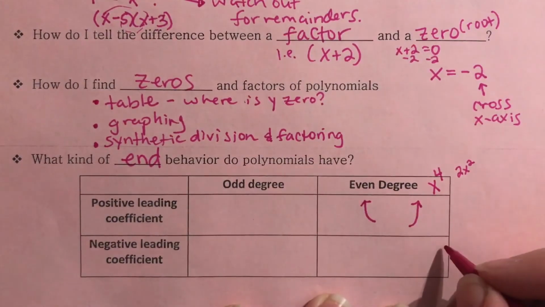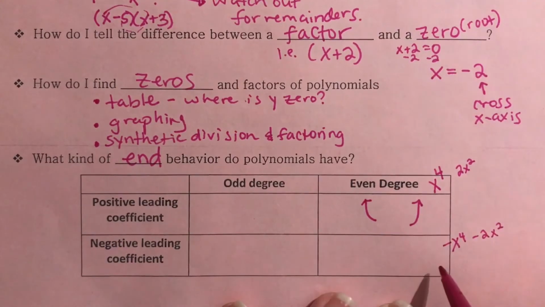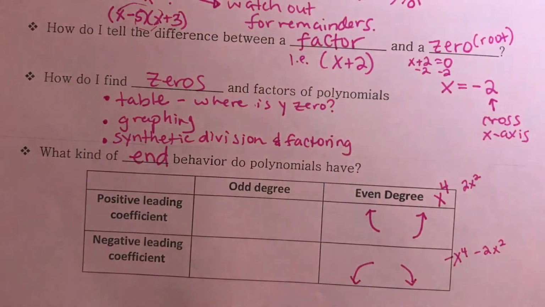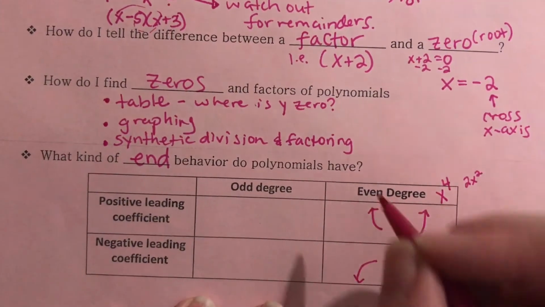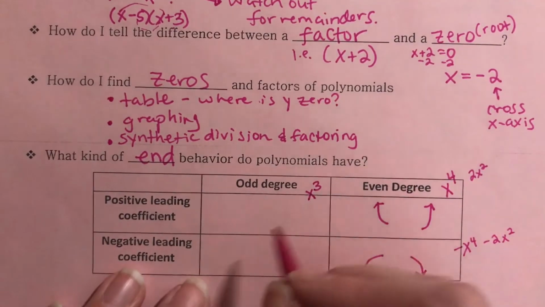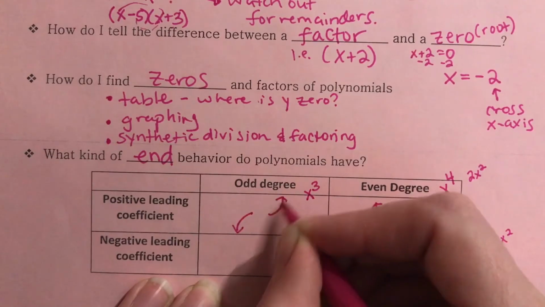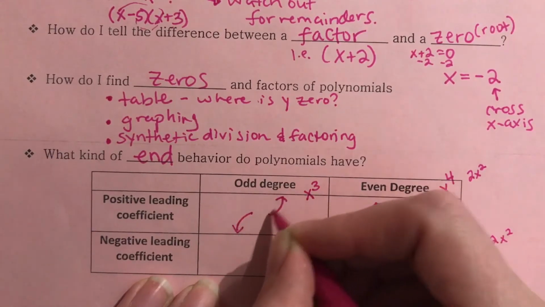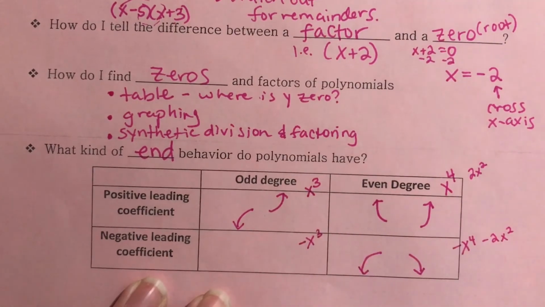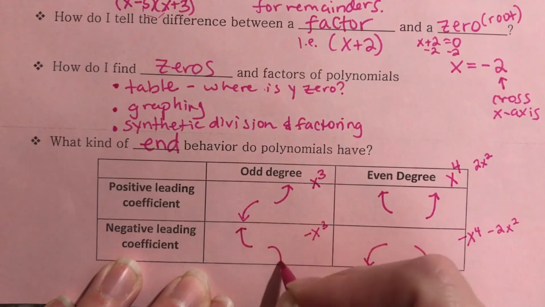But when we switched it to negative x to the 4, or negative 2x squared, then all of a sudden they were flipped the opposite direction. For odd degree, that would be like x cubed or x to the 5. We found that when it was a positive, they were going down on the left and up on the right. But when we put a negative in front, for example, negative x cubed, now they switched directions.